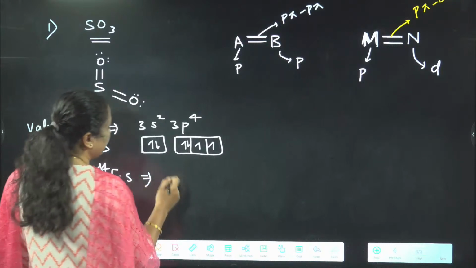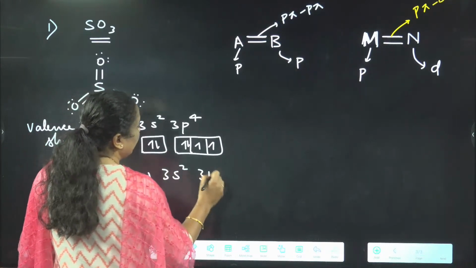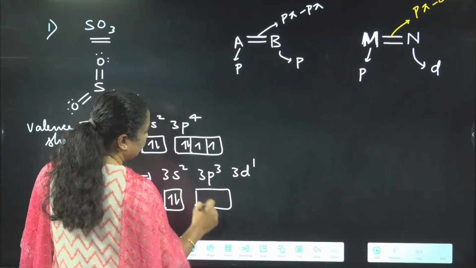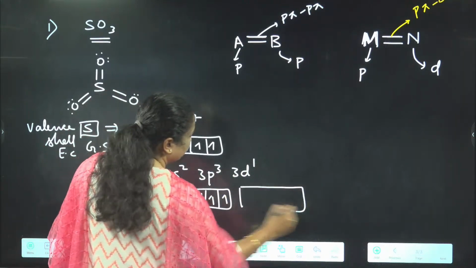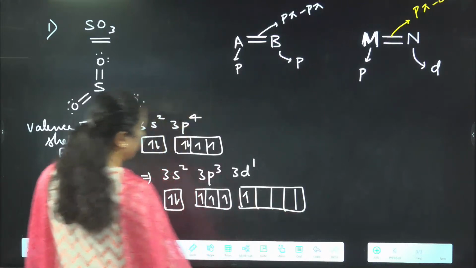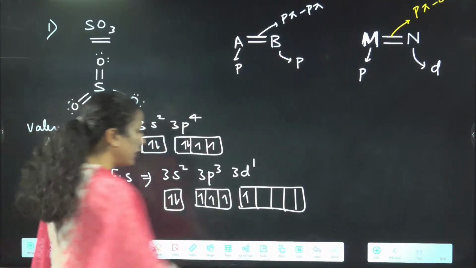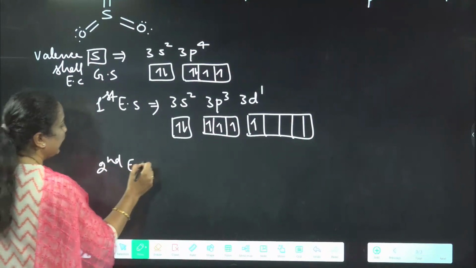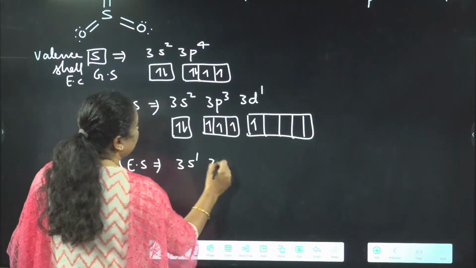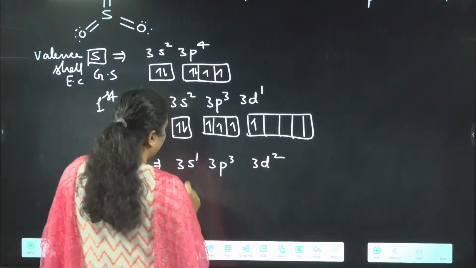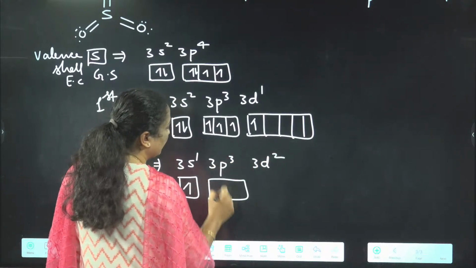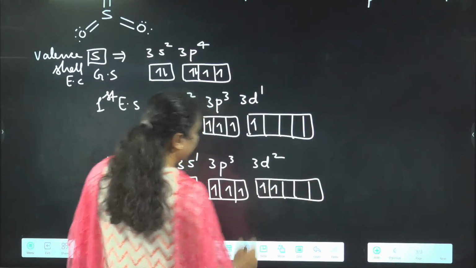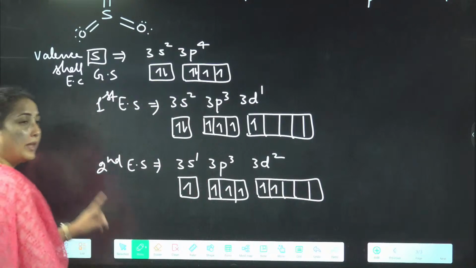So in the first excited state, will I be able to write 3s2, 3p3, 3d1? You're able to see this 3s2 here, 3 electrons here. In case of 3d, you are having 1 electron. Now also there are only 4 unpaired electrons. What I want is 6 unpaired electrons. So I can go for the second excited state. So it will be 3s1, 3p3, 3d2. So are you able to see from S now I have sent it to D. Am I having 6 unpaired electrons now? Yes, I am having that.